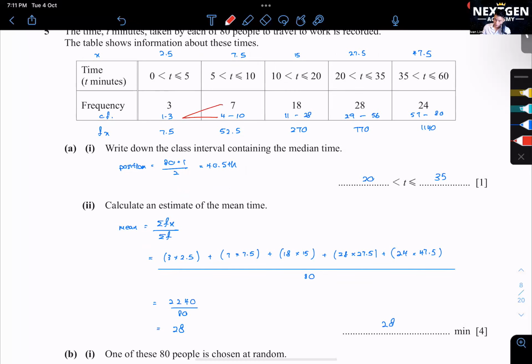See? 7 plus 3, then you get 10. Then 18 plus 10, you get 28. 28 plus 28, you get 56. 56 plus 24, you get 80. Okay, cumulative frequency.